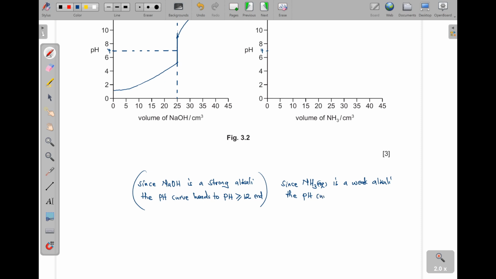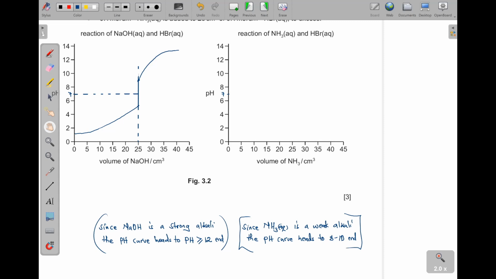pH curve heads where? Heads to, because this is a weak alkali, so you have from 8 to like 12 there. 8 to 12 or 11. I can even just put 11. Even 10, by the way. 10 there. Because from like 10 to 12, that one can be moderate. Okay? And then strong alkali, it will go up to the 14. So I will also do the same here. I'm going to draw a line here at 25.